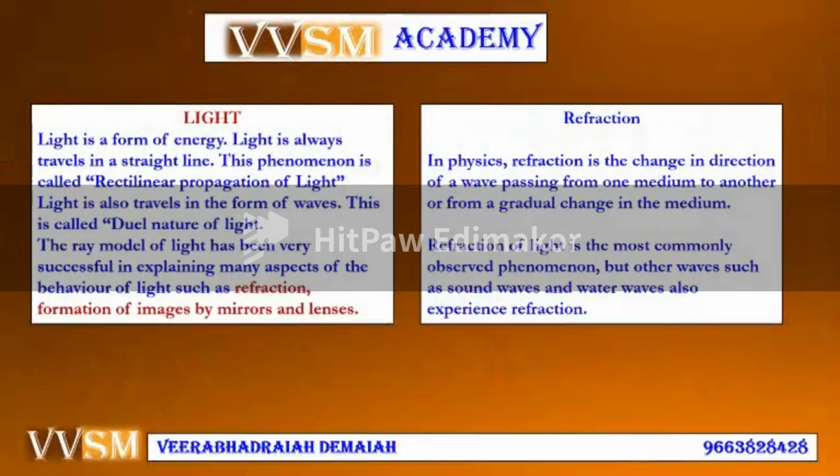Light is a form of energy. Light always travels in a straight line. This phenomenon is called rectilinear propagation of light. Light also travels in the form of waves. This is called the dual nature of light.